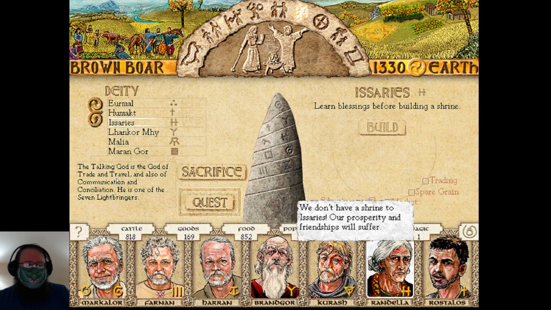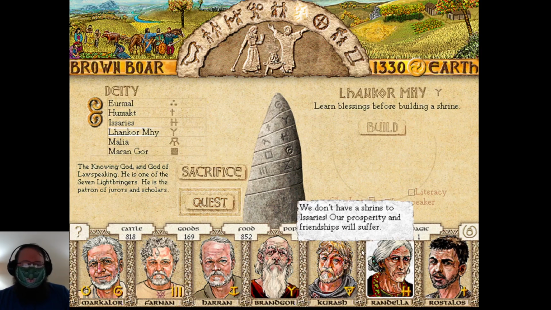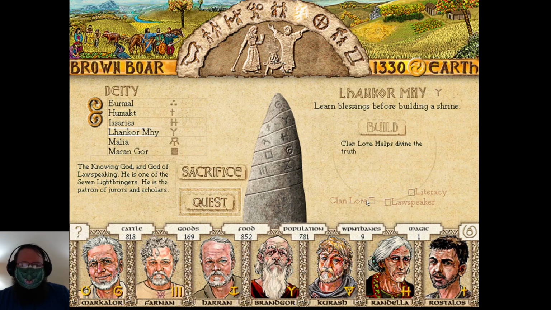Captain God is dotted trade and travel, also communication and constellation. He is one of the 7 Lightbringers. The knowing God and God of law speaking is one of the 7 Lightbringers. He is patron of jurors and scholars. Lore helps divine the truth, aids in legal cases, literacy.